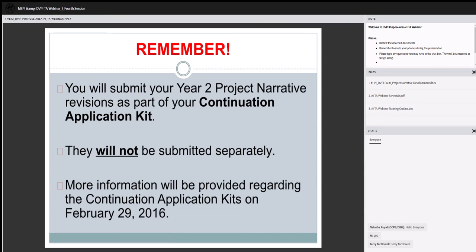Remember, you will submit your year 2 project narrative revisions as part of your continuation application kit. They will not be submitted separately, so you have to have your narrative done and ready when you complete your continuation application kit. And that information went out on email on February 29th, 2016, so just a couple days ago.